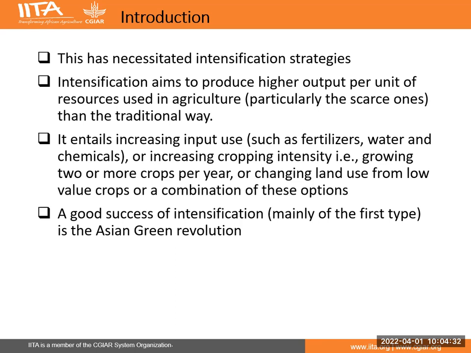Actually, intensification aims to produce higher output per unit of resources, particularly the scarce ones, than the traditional way. It entails increasing input use, such as fertilizers, water, and chemicals, or increasing cropping intensity, for example, growing 2 or more crops per year, or changing land use from low value crops, or just using a combination of these techniques. A good example, as you also know, is that of the Green Revolution strategy that was mainly implemented in Asia and Latin America.